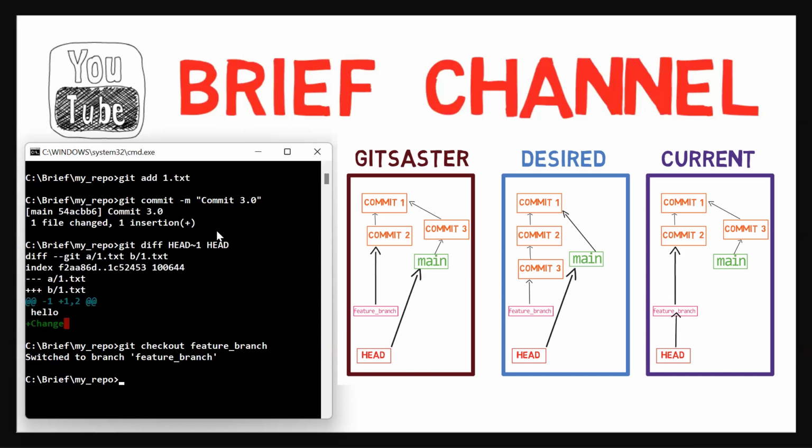So I'm going to use the git cherry-pick command like so, git cherry-pick, and then I need the SHA-1 value of commit 3. I have it right here. So git cherry-pick this commit.